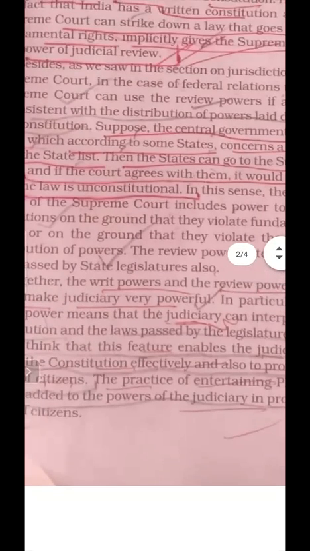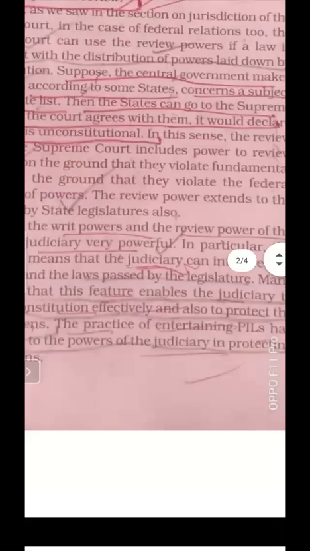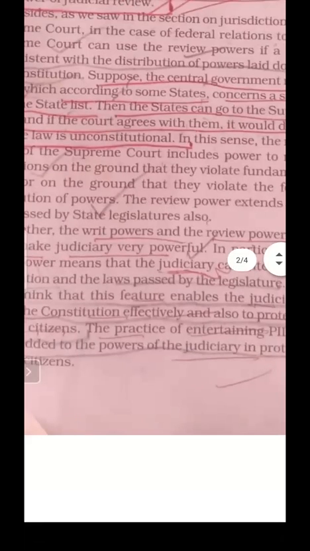In particular, the review power means that the judiciary can interpret the Constitution and the laws passed by the legislature. Judiciary can interpret the Constitution and the laws passed by the legislature. It means the judiciary can interpret the Constitution, can intervene, and on what? If any law has been made against a fundamental right, and the laws passed by the legislature.